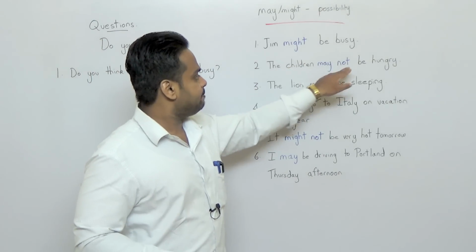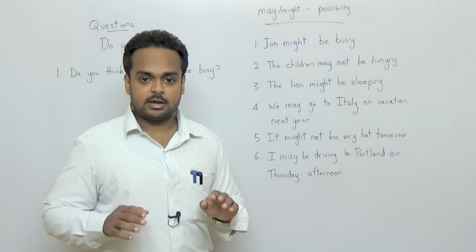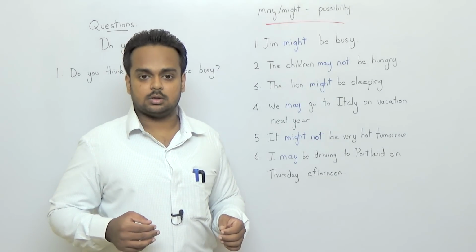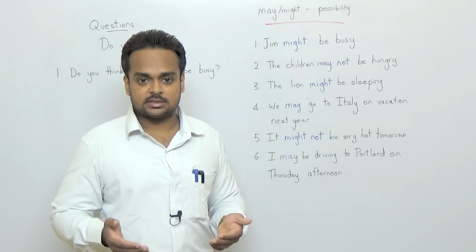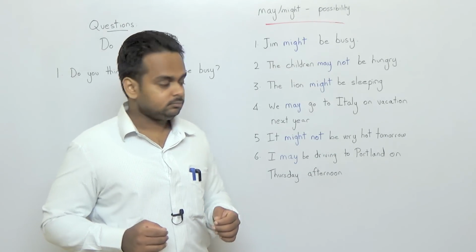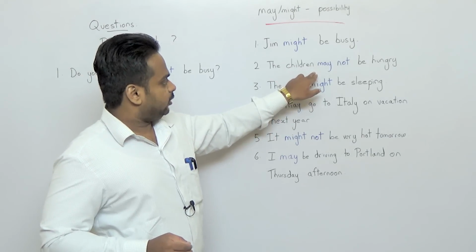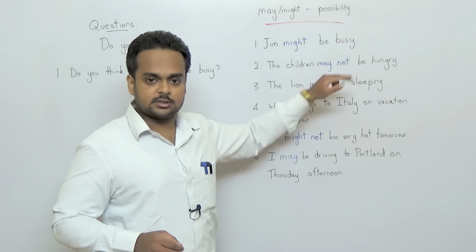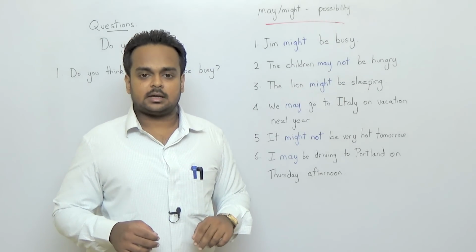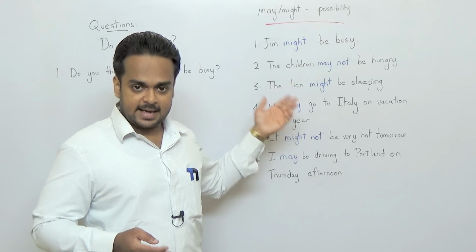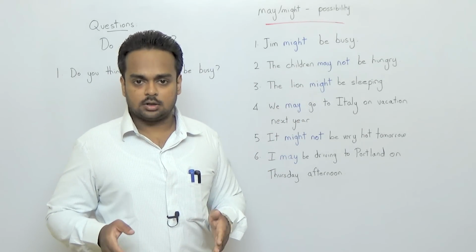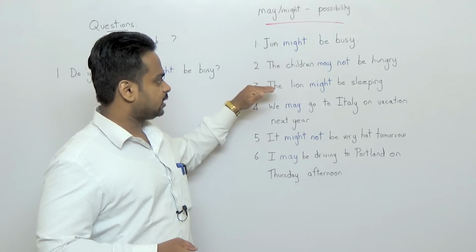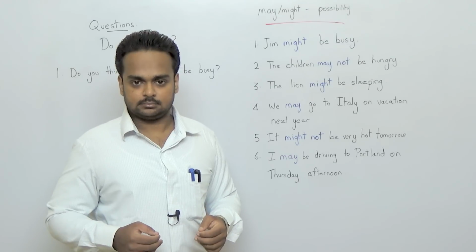And you notice this be over here. It's very common to use may be or might be when we're talking about the present and we're making guesses about the present tense. In the second example, you will notice that we've used may not. And we've used that to make a negative. You can make any of these sentences a negative simply by adding not after may or might. So Jim might not be busy, or the lion might not be sleeping, etc.